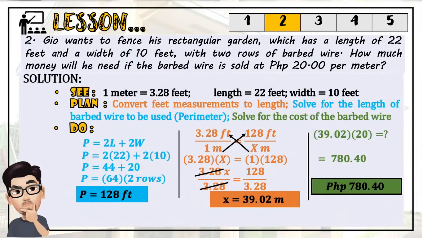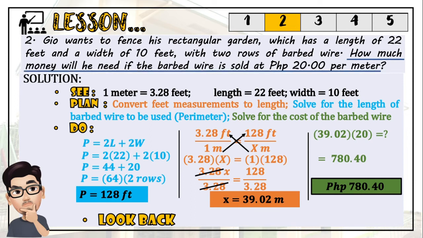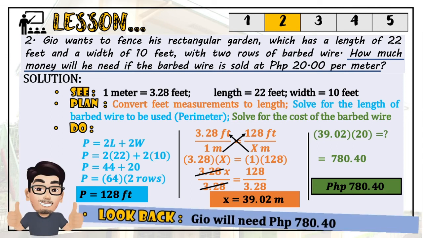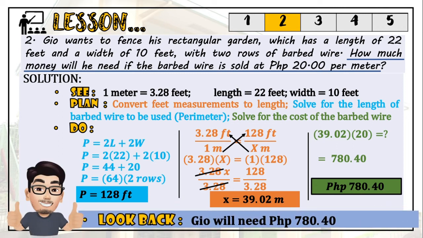Now let's look back. Did we satisfy what the word problem needs? So the question is, how much money will he need if the barbed wire is sold at 20 pesos per meter? Our answer is 780 pesos and 40 centavos. So therefore, Gio will need 780 pesos and 40 centavos.